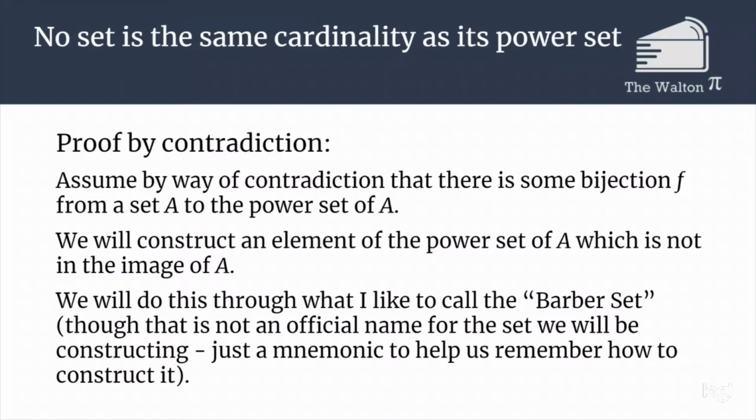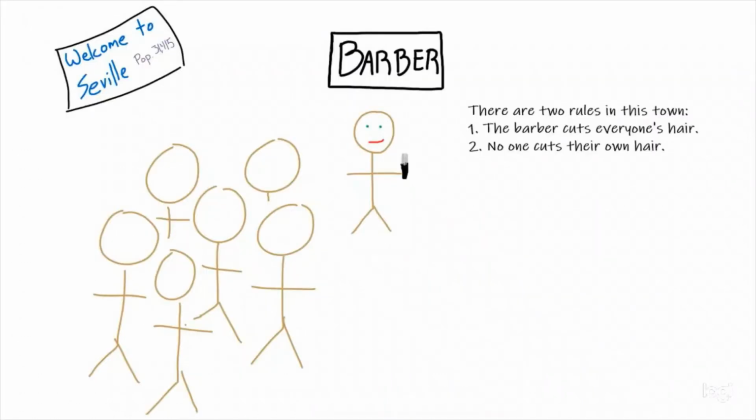So the Barber set comes from what's called the Barber paradox. So imagine we're in some town, maybe it's the town of Seville, so we can have the Barber of Seville and laugh at ourselves for a literature pun in mathematics. But in this town of Seville, there are only two rules. The first rule is that there is one barber and he cuts everyone's hair. The second rule is that no one is allowed to cut their own hair.